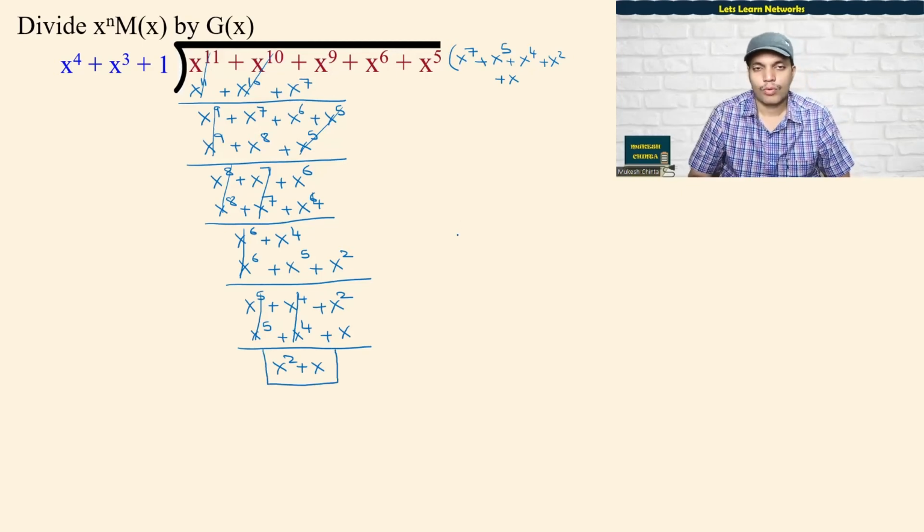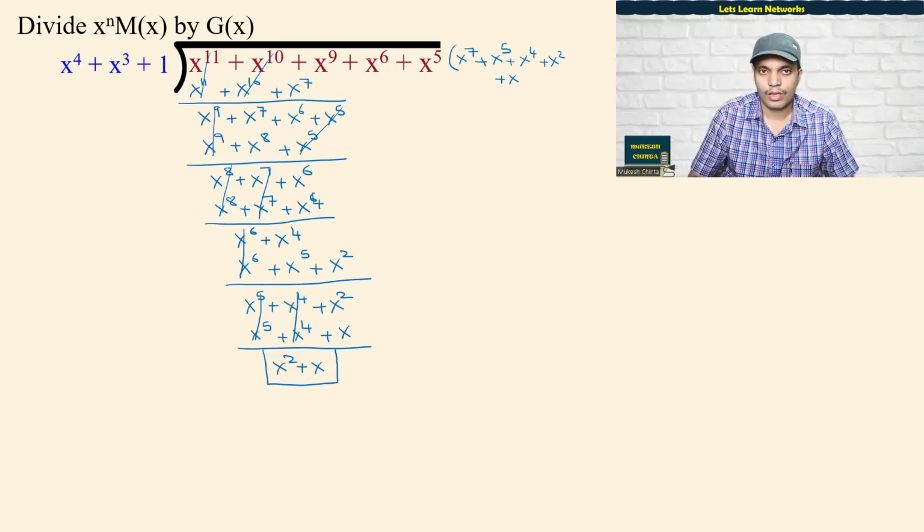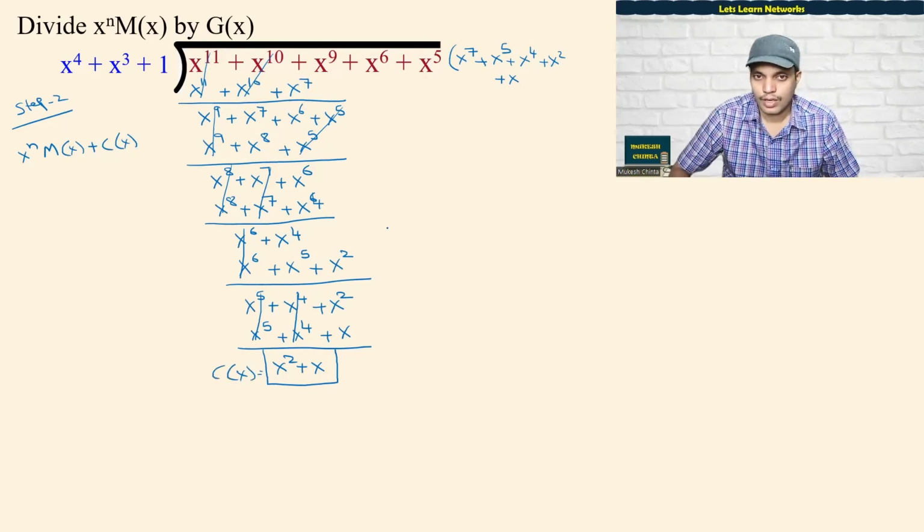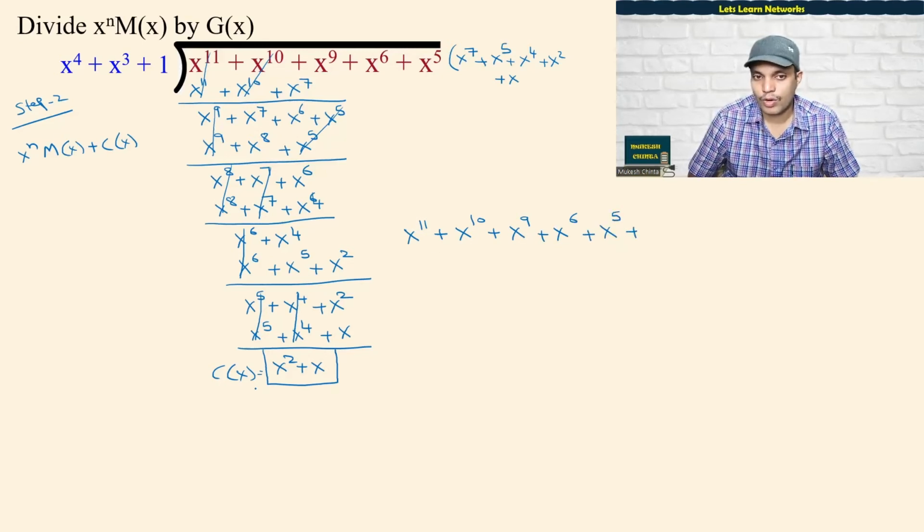So now, what did you do, sir? What were we supposed to do in the next thing? In the next step, you finish step 2. You divided x power n into m of x by g of x. What is your step 3? x power n into m of x plus c of x, or you append this. This is your c of x. So what do you get, sir? The message polynomial that is to be transmitted from the sender is x power 11 plus x power 10 plus x power 9 plus x power 6 plus x power 5, this is your x power n into m of x. What is the c of x?